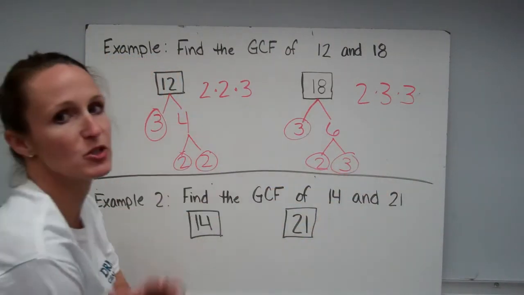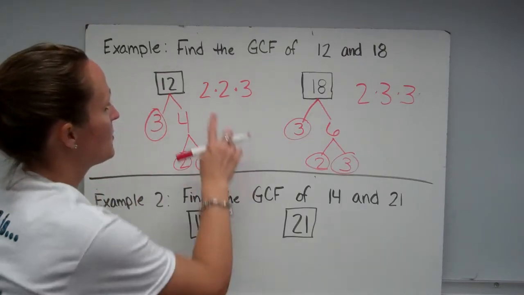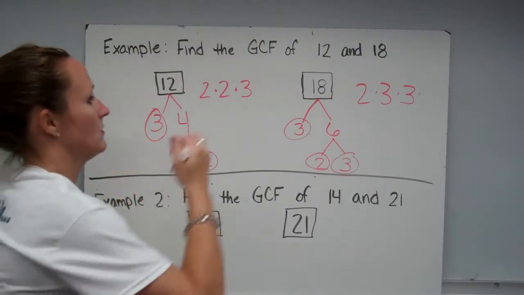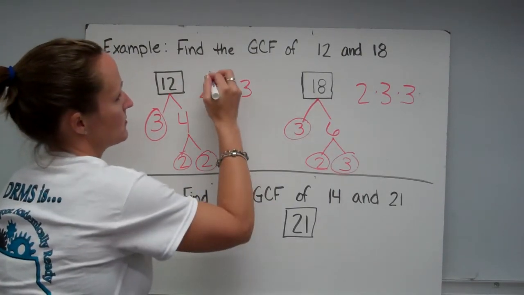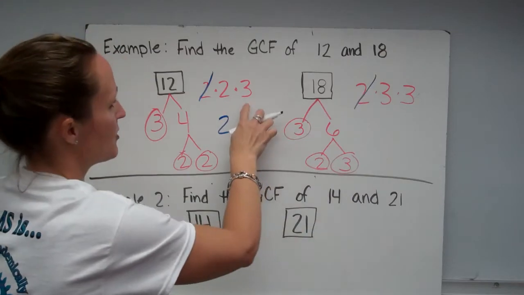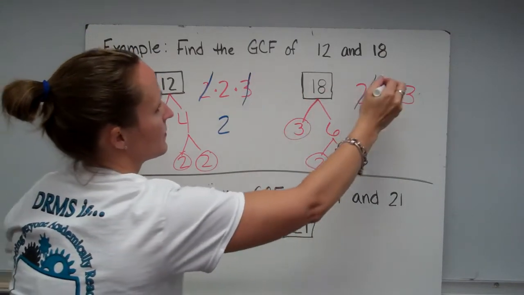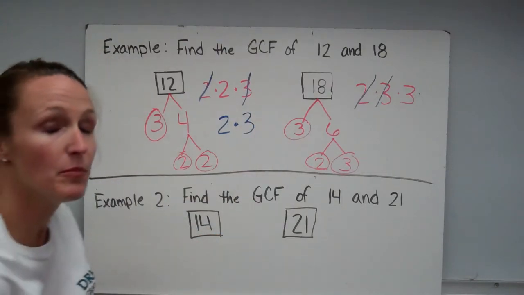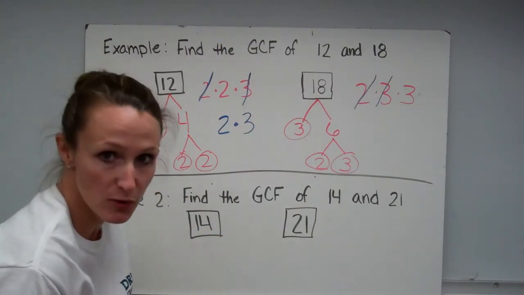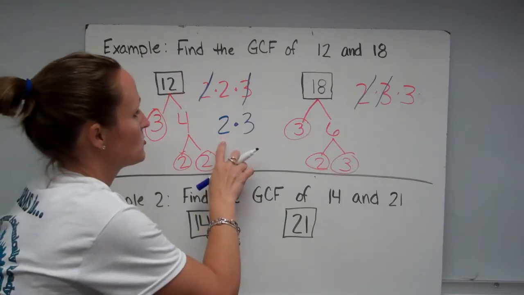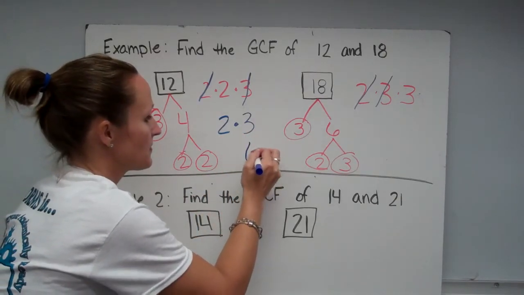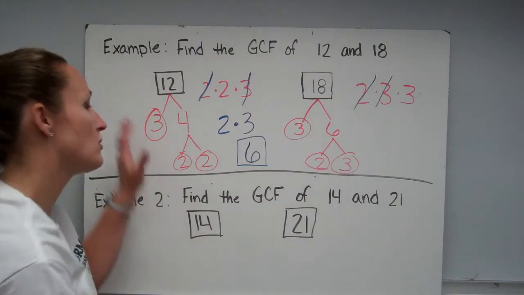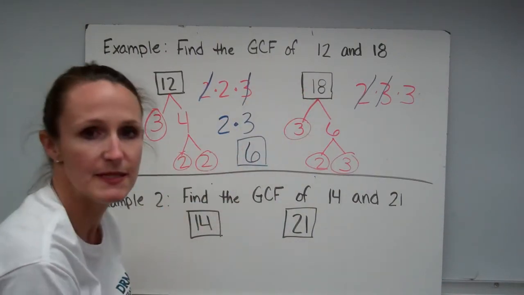So what factors do both numbers have in common? Well, they both have a 2. So I'm going to cross out one of the 2's. They both have a 3. Now remember, the last step of finding the greatest common factor was to multiply their common factors. So 2 times 3 gives us 6. So the GCF of 12 and 18 would be 6.